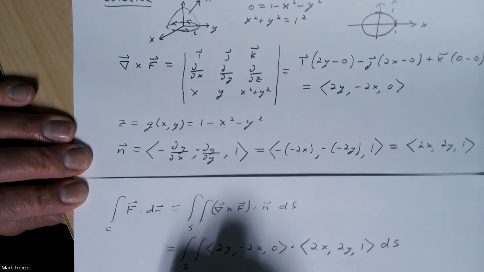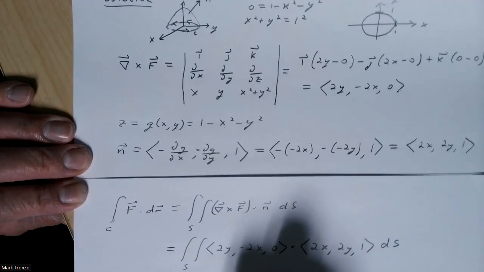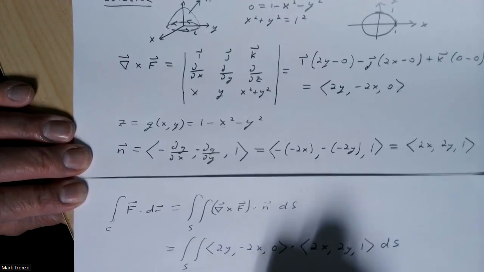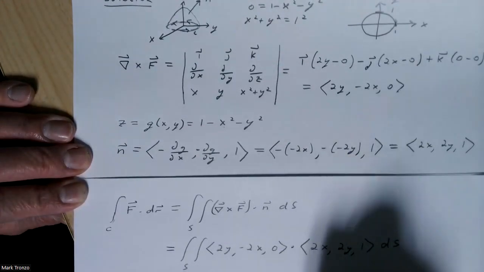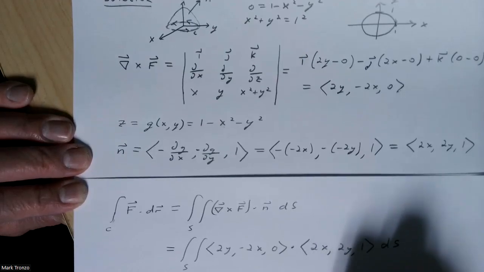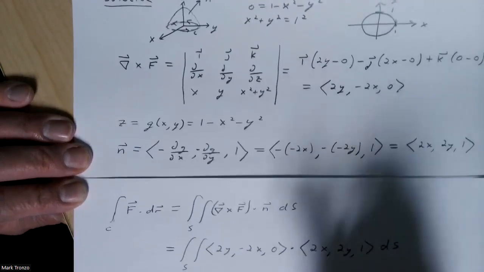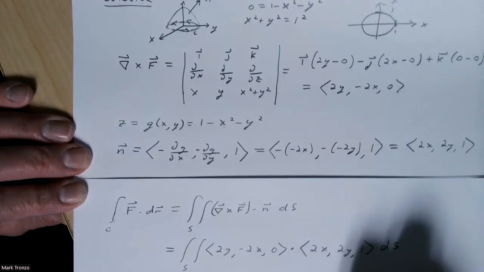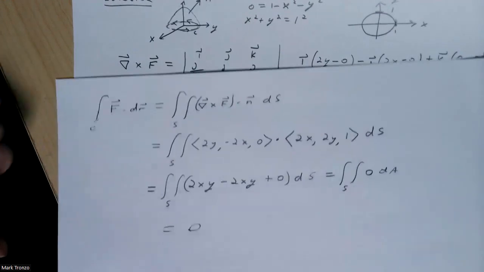That would be 2xy minus 2xy plus 0 dA. That's all just going to be 0. And excuse me, this would still be ds here until we actually put the domain as dA, but we're going to end up getting 0 like this.